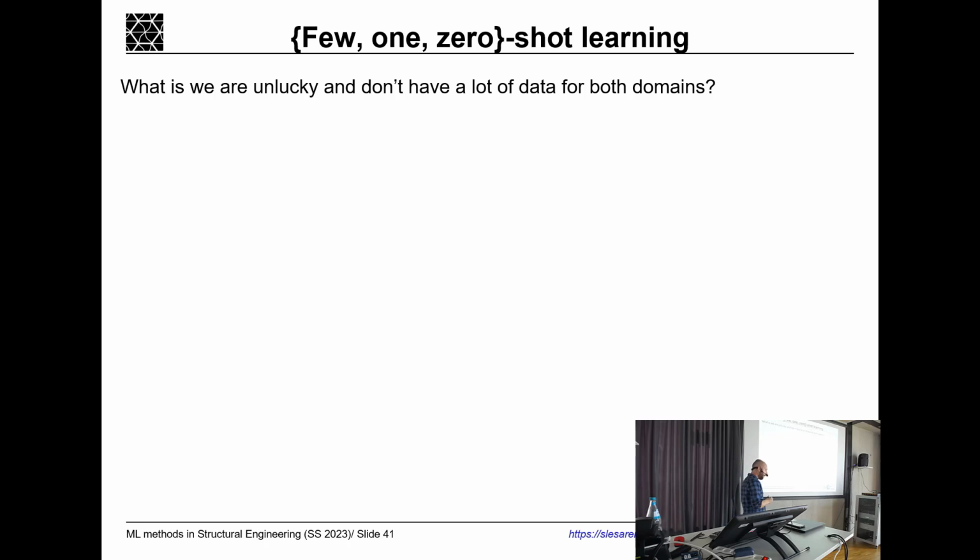So you maybe heard about these terms like few-shot learning, one-shot learning, or zero-shot learning. It's very popular right now, and you need that when you're unlucky. What if you don't have a lot of data for both domains, or for multiple domains? You just don't have enough data, and you cannot simulate that. So you are kind of screwed.